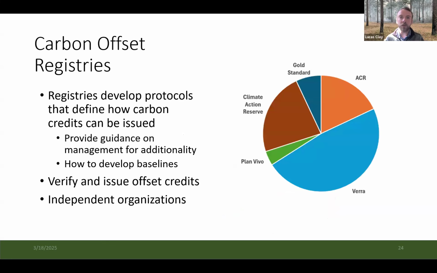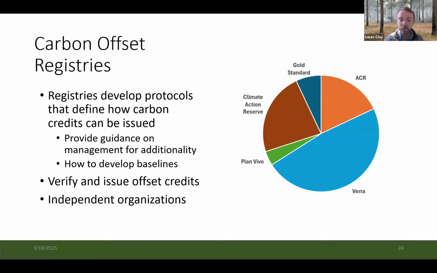So I've talked about these different protocols. We have improved forest management, avoided conversion, and afforestation and reforestation. And then the way these are governed, especially in the voluntary market, is that there are carbon offset registries, and they are producing protocols that define how these carbon credits can be issued. So they have various methodologies and protocols for each of these project types, and they provide the guidance for the management of additionality, how they develop baselines, and they're ultimately the ones that verify and issue these offset credits.